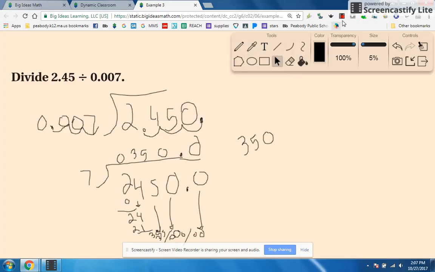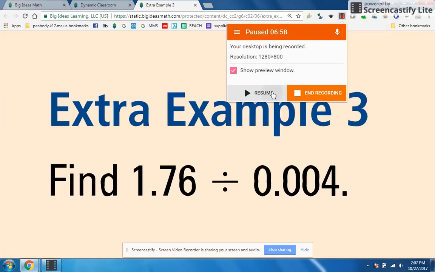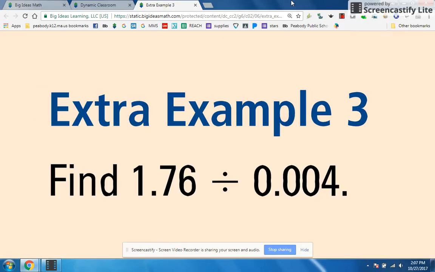All right, so let me see if I can give you one of these to try. Okay, so you're going to pause and try this one. Remember, your first number is always your dividend, so that should go on the inside. And the 0.004 should go on the outside. However many loops it takes to get rid of this decimal point when it's on the outside, do the same amount of loops on the inside. If you run out of numbers, you need to use 0 as a placeholder. Okay, so see if you can try that last one.